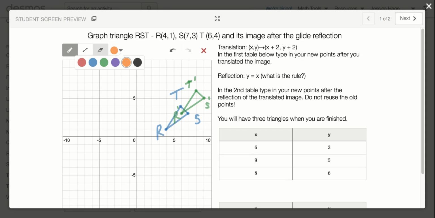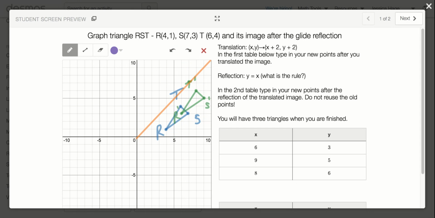So the line y equals x goes through the origin. It's a diagonal, and it's going to move up one block at a time. And so what we're going to do is we're going to take the green triangle, and that one is going to get reflected over this line. So it is going to flip and appear somewhere over here.